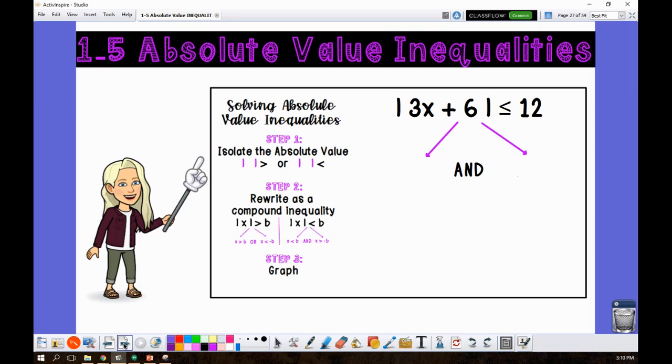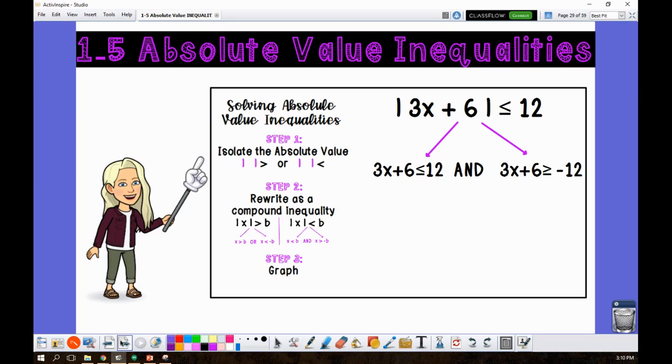Okay, the first side, we're going to use our original inequality sign, which is less than or equal to. So we have less than or equal to our regular number 12. On the other side, we're going to flip our sign and put it with the negative. So we're going to put greater than or equal to, which is the opposite, and we're going to put that with the -12. And now I have a compound inequality that I already know how to solve. So we're going to go ahead and solve this together.